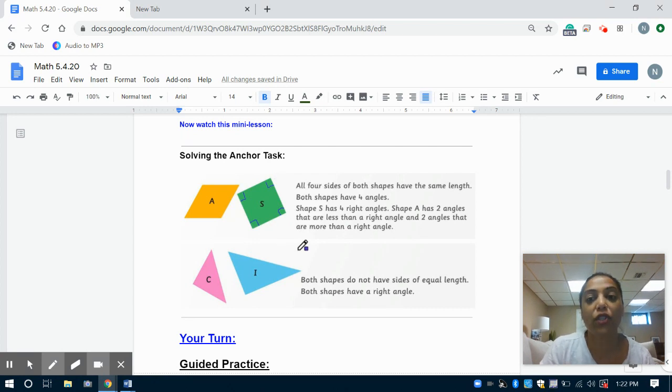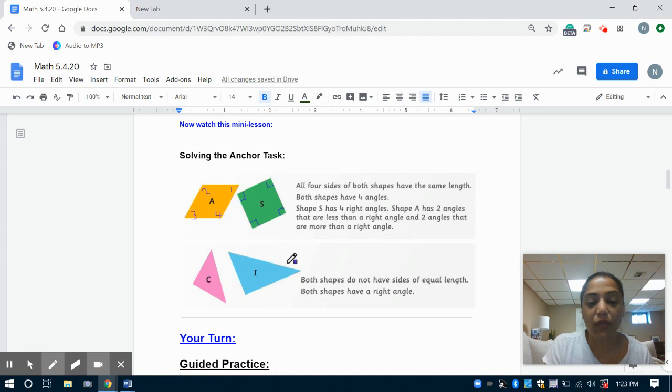Shape A has 2 angles that are less than a right angle. Which ones are less than a right angle? I'm going to number these angles so it's helpful to you. If you look at angles 1 and 3, those are less than a right angle. And 2 angles are more than a right angle. So angles 2 and 4 are bigger than a right angle. You can see that. If you want, you can hold the corner of a piece of paper up to angle 2, and you'll see how it's bigger than a right angle.